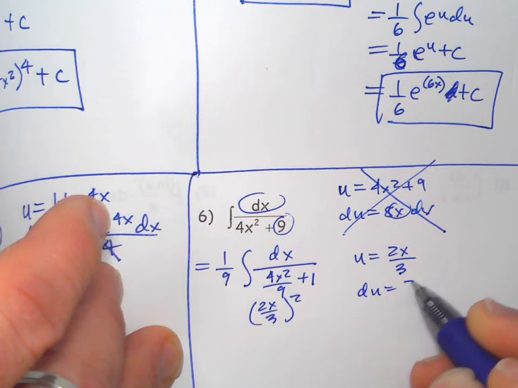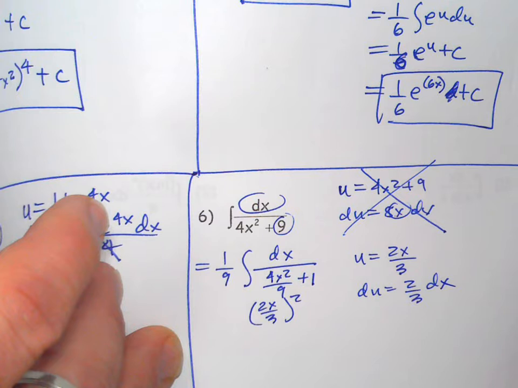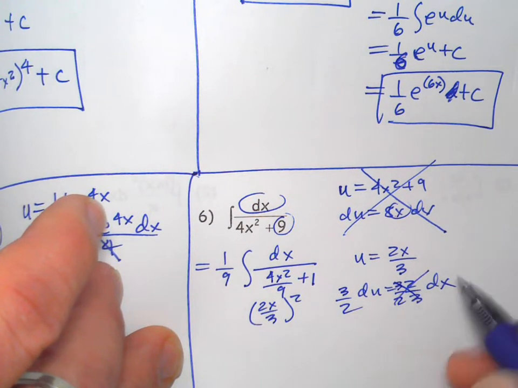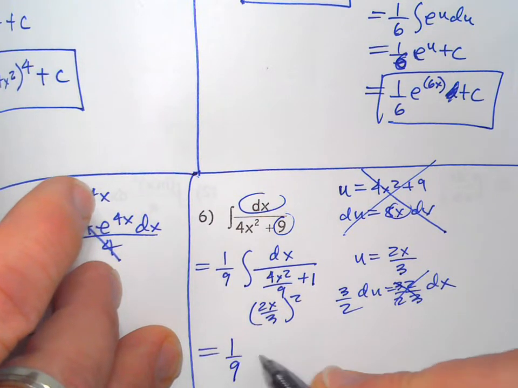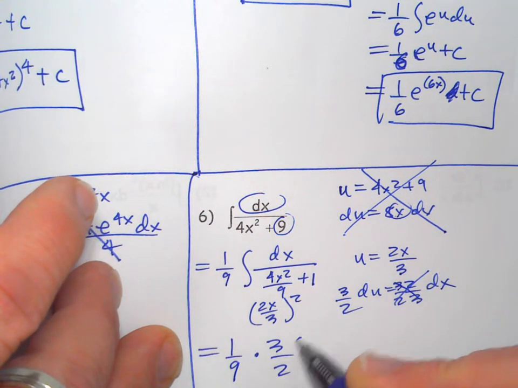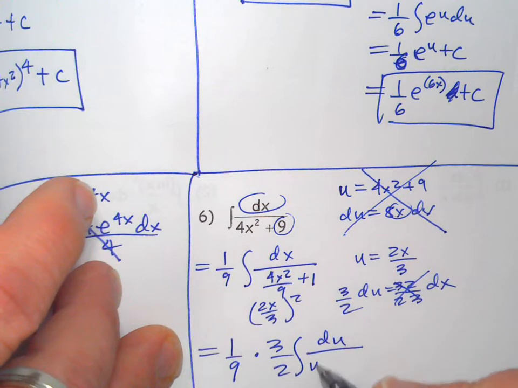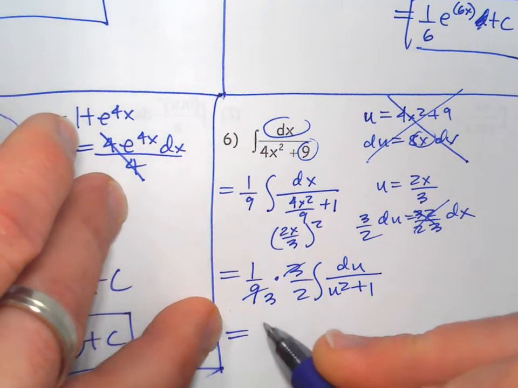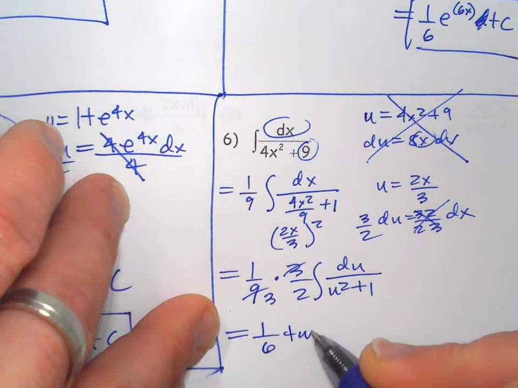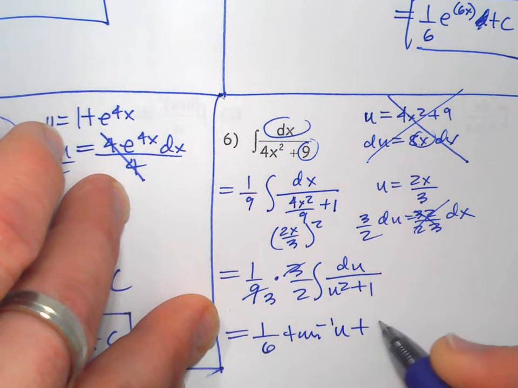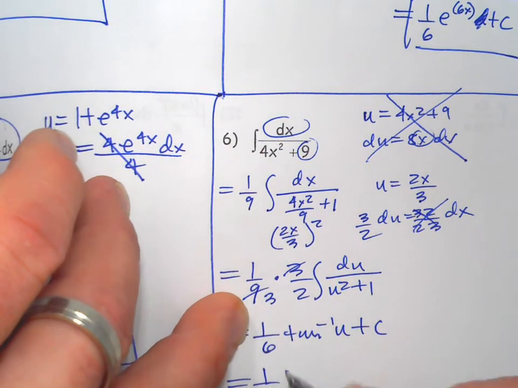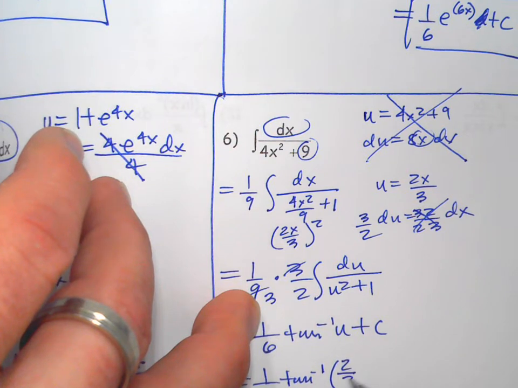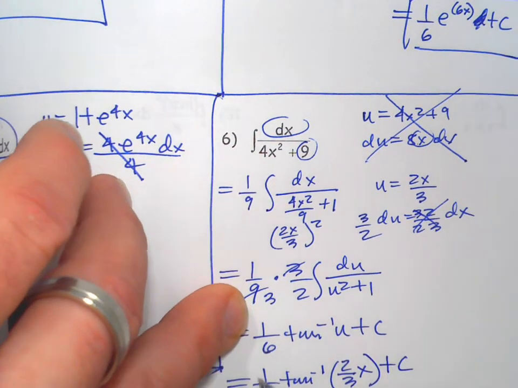Du equals 2/3 dx. I don't want the 2/3, so I'm going to multiply by 3 halves. I already have a 1/9, and then I'm going to have a 3 halves, and it's going to be du over u squared plus 1. So it's going to be 1/6 inverse tangent of u plus c. So it's going to be 1/6 inverse tangent of 2/3 x plus c.